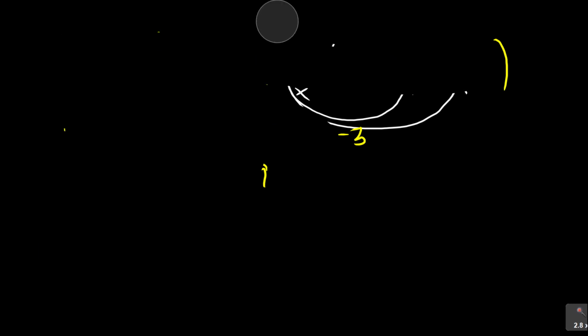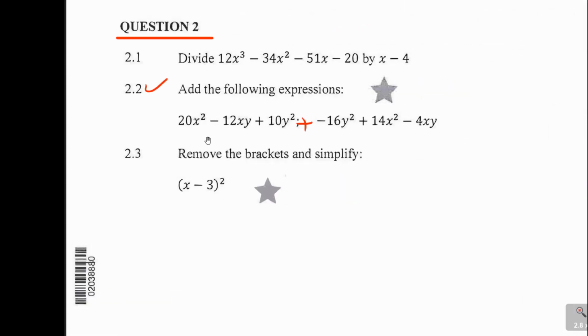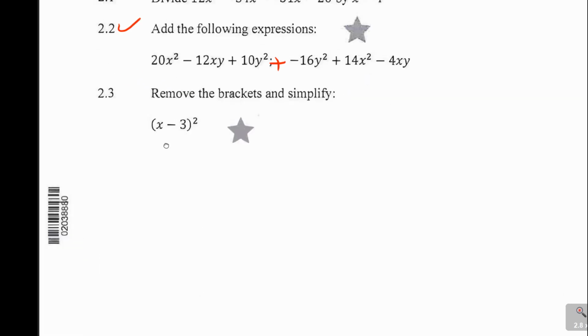So guys, this is expansion. It's very common whenever you're doing your maths. So this is one of the areas that you need to be very sensitive about. Okay, so having done that, let us look at the next part.